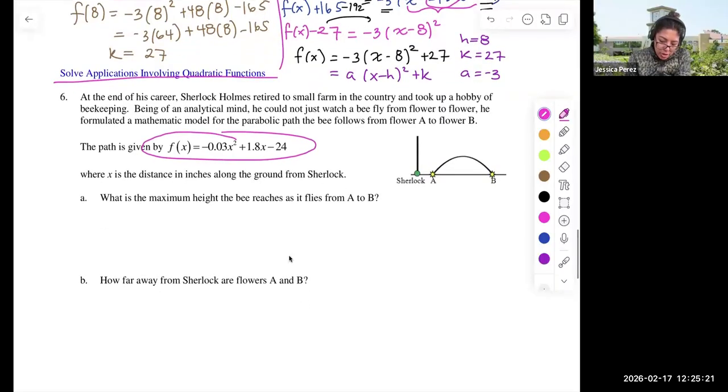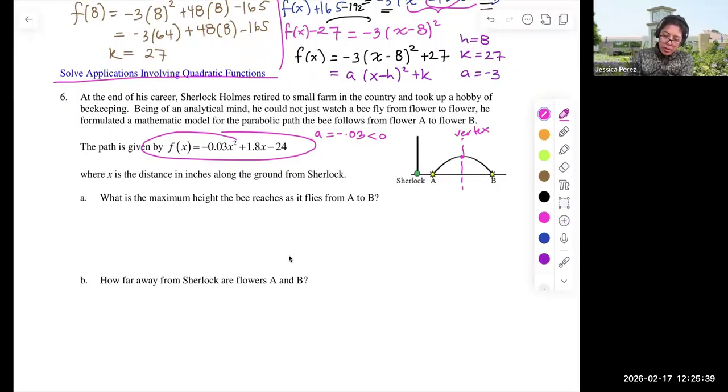Notice the parabolic shape. A is negative 0.03, which is less than 0, so it opens down. We wish to find the maximum height. So that maximum height we're looking for is that vertex right there. We want to find the peak.